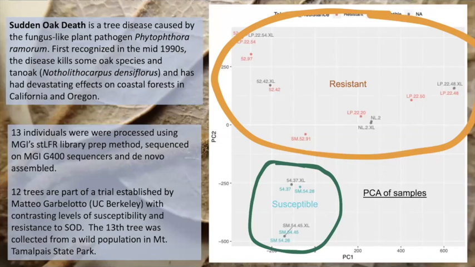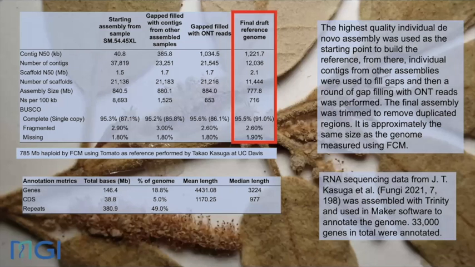The other part of the question is sudden oak death. It's a tree disease that's caused by Phytophthora. And so to address this, we collaborated with Matteo Garbelotto. He's got a trial going on where he's got 12 mother trees that have a range of resistance and susceptibility to SOD. And so we've sequenced these along with one wild tree. And you can see there is some separation in a general PCA analysis of these different groups, susceptible versus resistant.